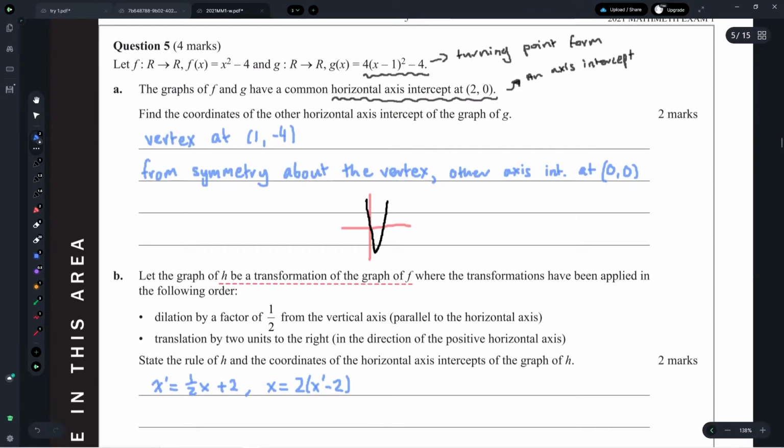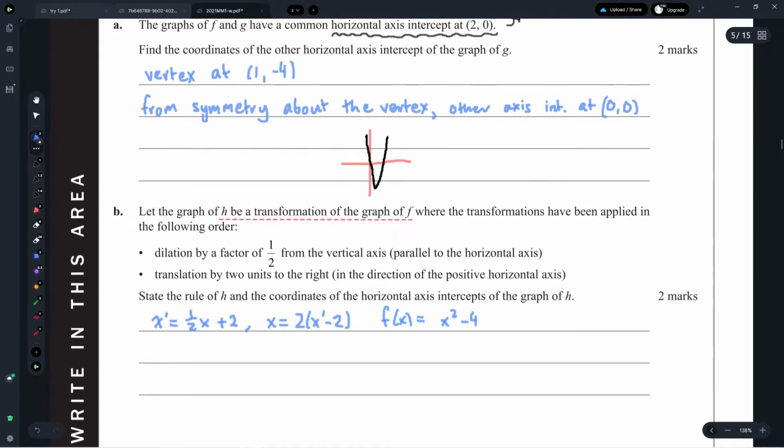So here we know that we've rearranged it to find x, and then when we sub it into f of x, we know f of x equals x squared minus 4, but it's the x, you have to square everything. x equals 2 multiplied by x dash minus 2. Make sure that whole thing's squared. A lot of people don't square the whole thing, which is how they get marks off.